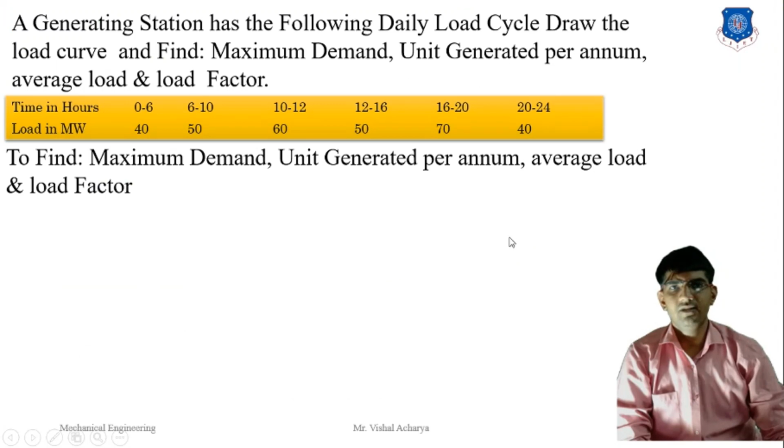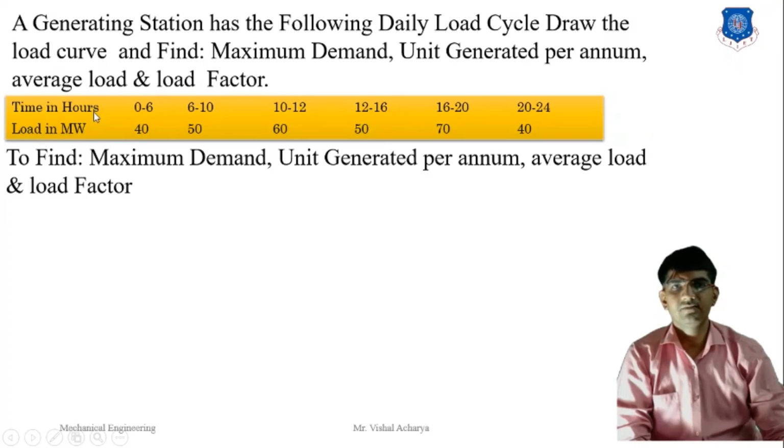Our next numerical is related to maximum demand, units generated per annum, load factor and average load. Here the given data: a generating station has the following daily load curve. Draw the load curve and find the maximum demand, units generated per annum, average load and load factor.